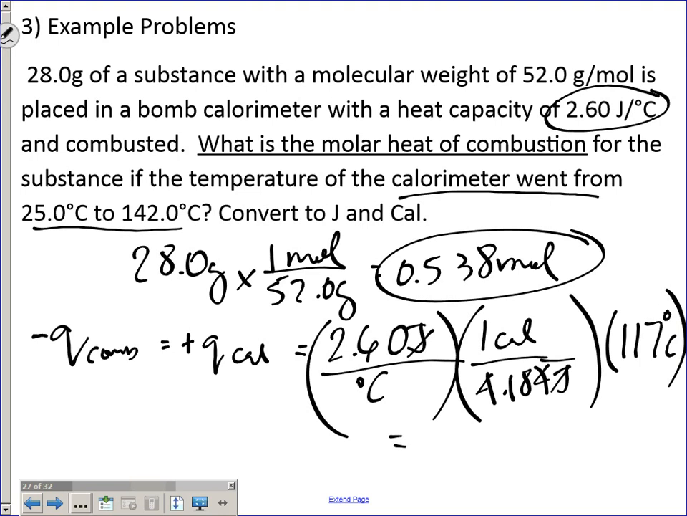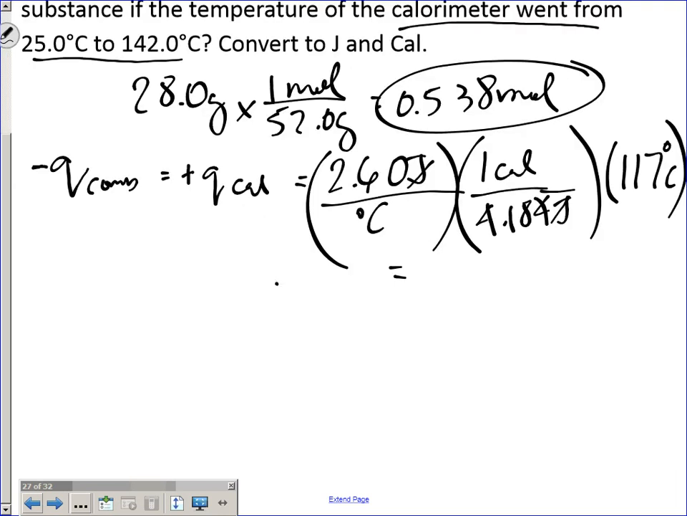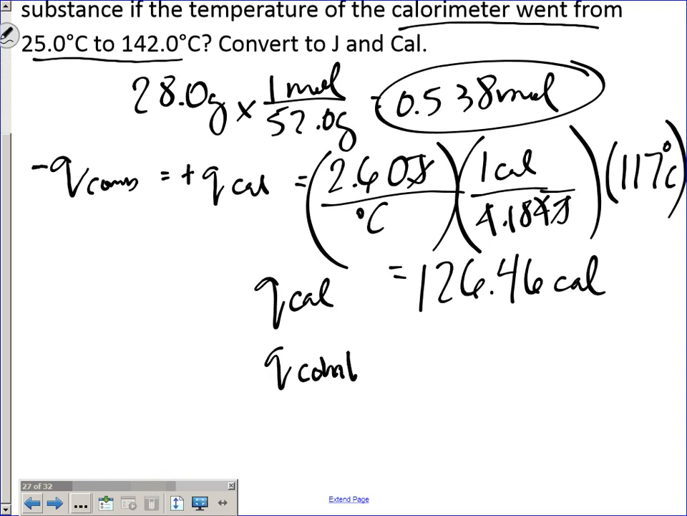And then we got our Q of the calorimeter to be what? 126, thank you. I did joules first and I converted to 126.46 calories. So this is the number of calories the calorimeter absorbs. So how much did the combustion release? Exactly that. So it released this much. So the Q combustion is negative 126.46 calories. Okay. You with me, guys?